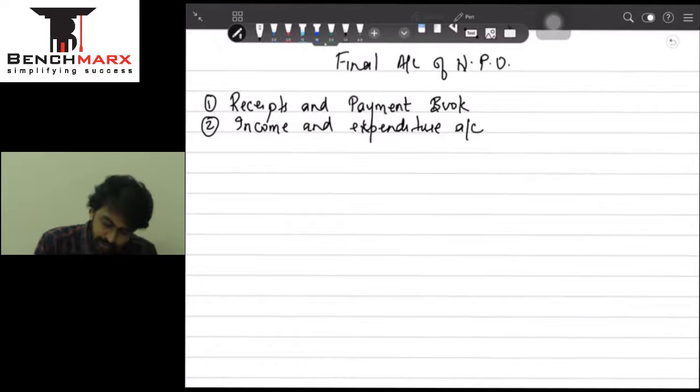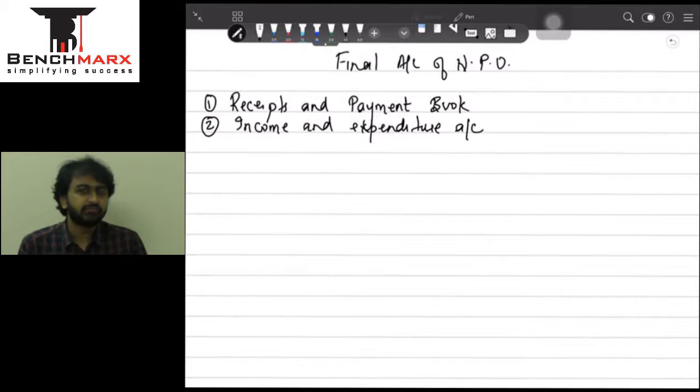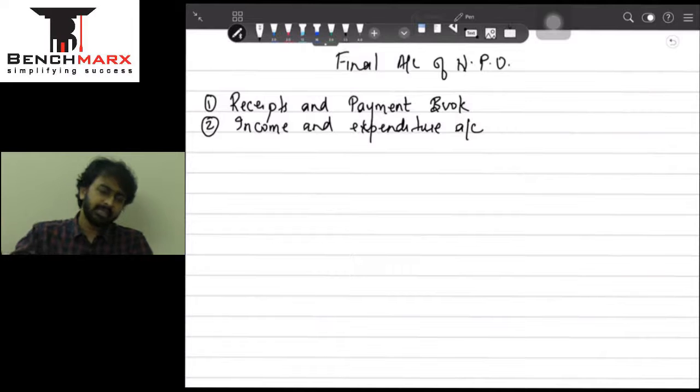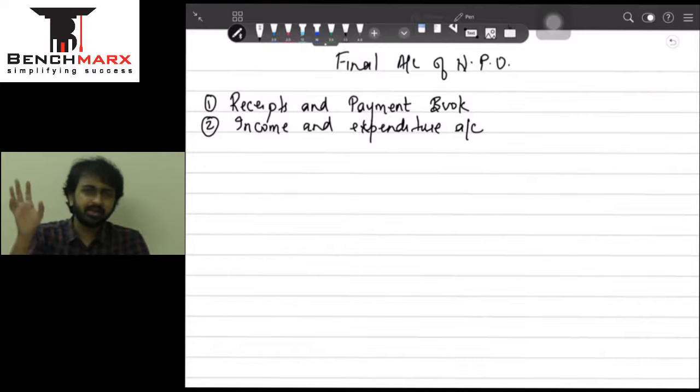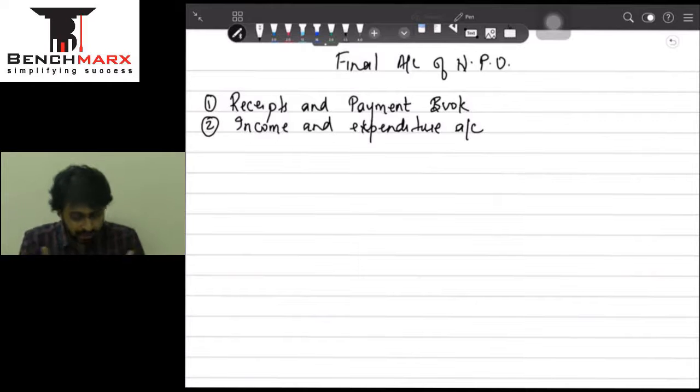Now, the income and expenditure account is exactly in sync with the profit and loss account. Whatever the concepts of the profit and loss account, everything comes in the income and expenditure account. There'll be sales, income, expenses, adjustments for expenses like outstanding and prepaid, depreciation on the assets, if any, traveling expenses, salaries, rent, payments, repairs, depreciation, everything you normally find in the profit and loss account. Bank interest income, bank interest expense, everything.